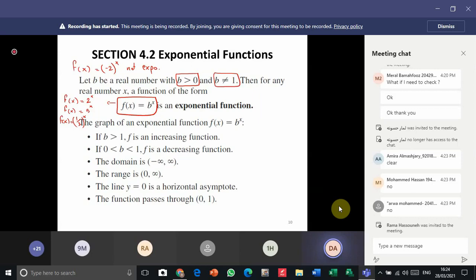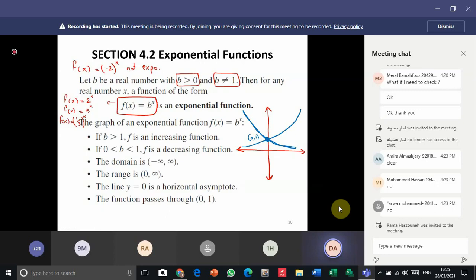Okay. Any exponential function is either increasing or decreasing. This one is increasing and this one is decreasing. Okay. Whether increasing or decreasing, any exponential function must pass through the point (0, 1).